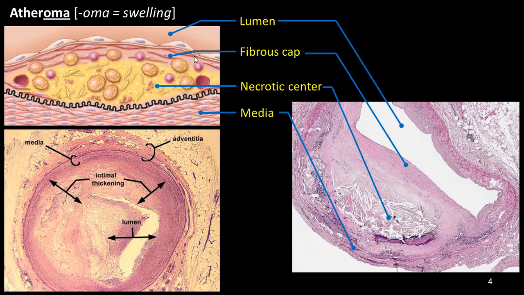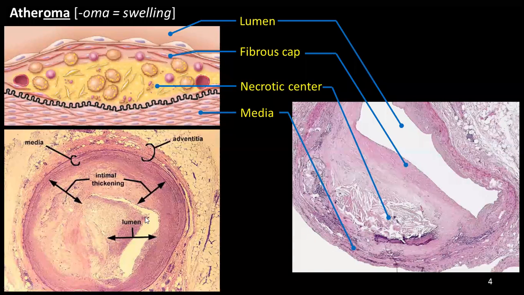Towards the luminal side of this necrotic center, this part will be toughened. It will have some fibroblasts, some fibrosis, and also some smooth muscle cells. Sometimes the endothelium will remain intact, sometimes it will get ulcerated, but that's a different issue. This part is known as the fibrous cap, and below the necrotic center of the atheroma, the other layers of the artery continue, like the tunica media, tunica adventitia, etc.